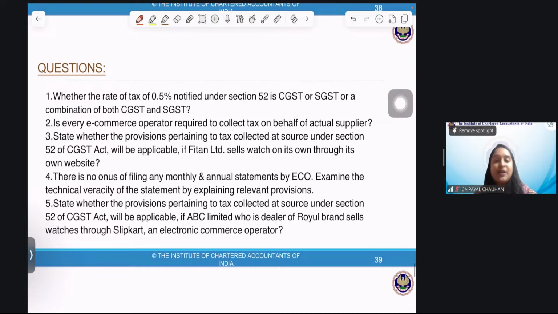Yes. So, these questions are for you people. You need to answer me. Take your time, and after that, we'll do practical questions, right? Whether the rate of tax of 0.5% notified under section 52 is CGST or SGST or a combination of both CGST and SGST? You people give me answer. Point 5 is what?